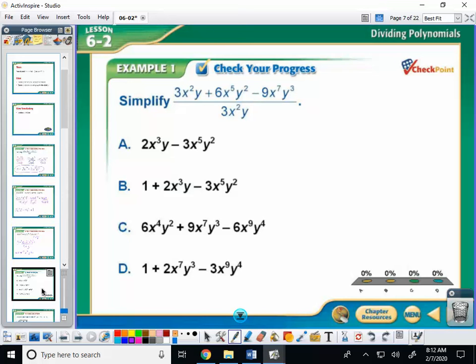3 divided by 3 is going to give us 1. X squared divided by x squared is going to cancel. And y divided by y is going to cancel. So really that whole term cancels. What do I have left there? 1. Put a 1 there.